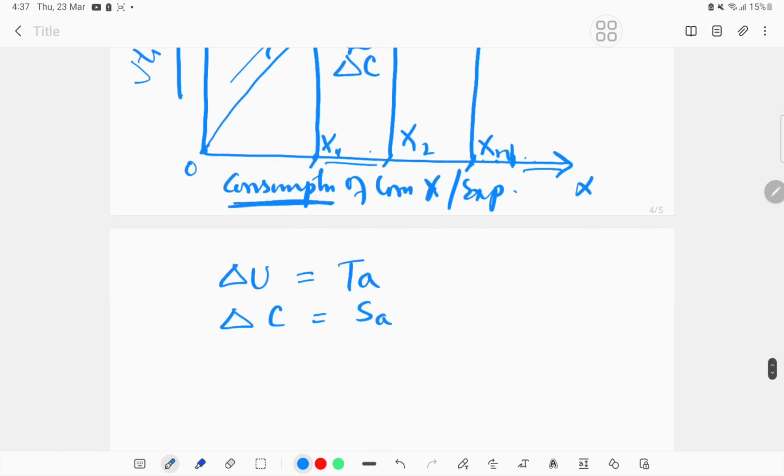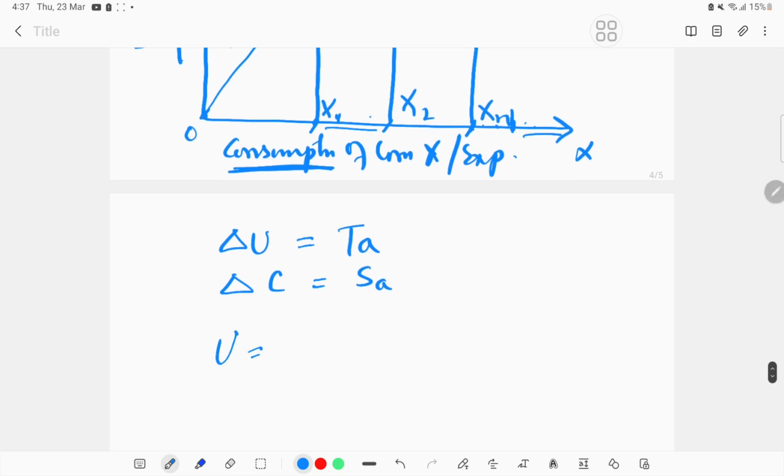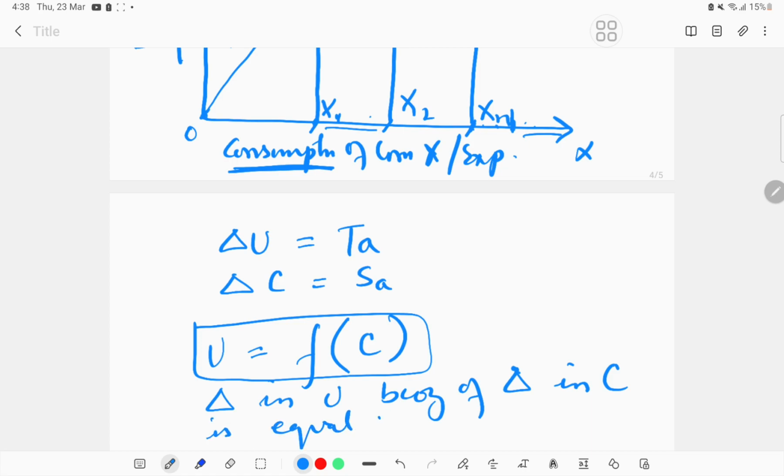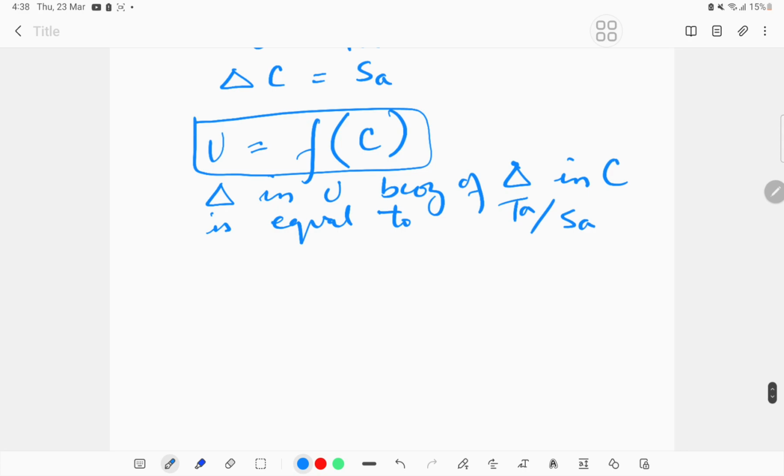So we can say that utility is a function of consumption. Change in utility because of change in consumption. The utility changed, why? Because consumption changed. So that is why we said utility is a function of consumption. So change in utility because of change in consumption is equal to TA upon SA.